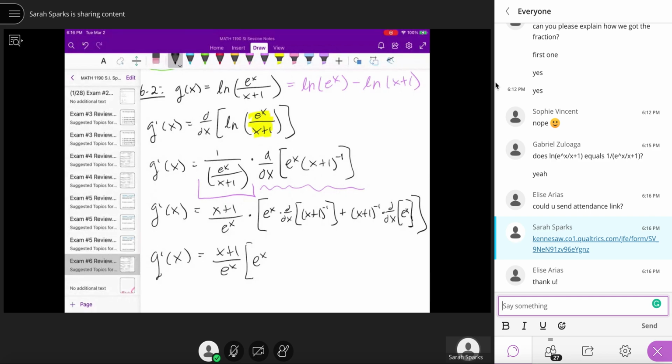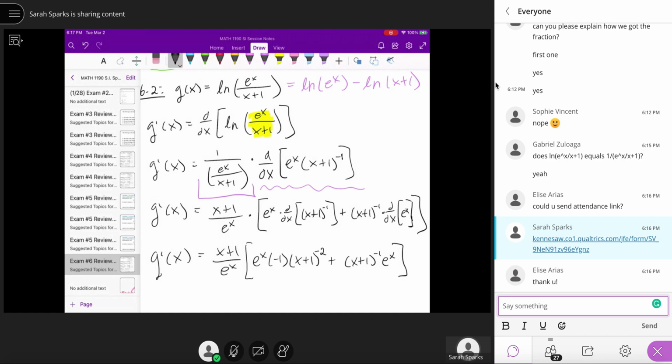So our derivative of x plus 1 to the negative 1 is going to be, we're going to bring down that negative 1 times x plus 1. Then we subtract 1 from that exponent power. 1 minus 1 is negative 2, plus x plus 1 is the negative 1. And the derivative of e to the x is just e to the x.